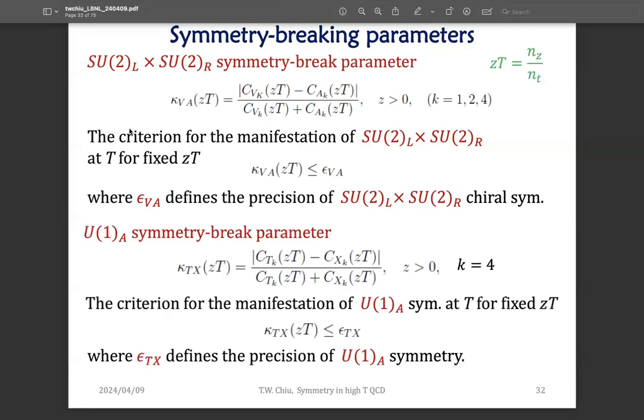Similarly, for the U(1)_A symmetry breaking parameter, I can use the scalar and pseudoscalar, but in this case I always use the tensor vector and the axial tensor vector splitting to measure the chiral symmetry.